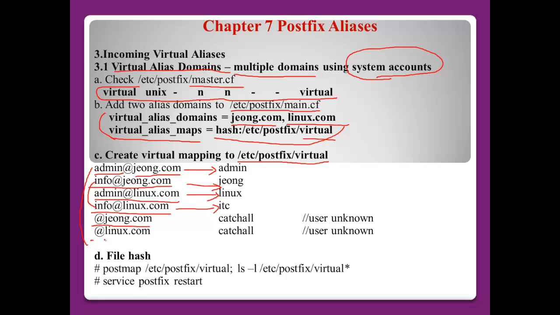And at junk.com, at linux.com, the catch-all. It means if someone tries to send to a user at junk.com or linux.com, but this user is not defined in this file, the sender may receive user unknown. To prevent this kind of situation, we can use this kind of username. If someone sends to a user who is not defined in this file, then this mail will always be forwarded to this catch-all user. After that, we have to create the hash file using the command postmap virtual, and after that check virtual and virtual.db, and finally restart the mail server.